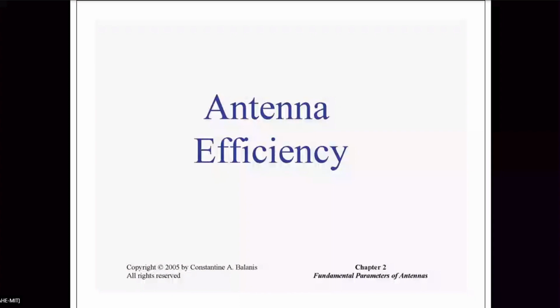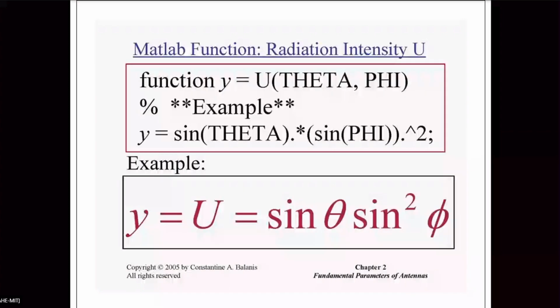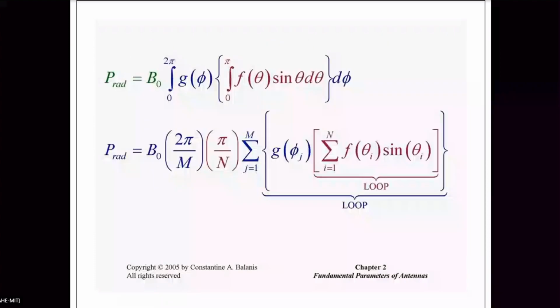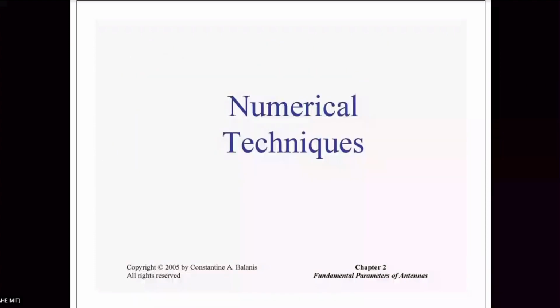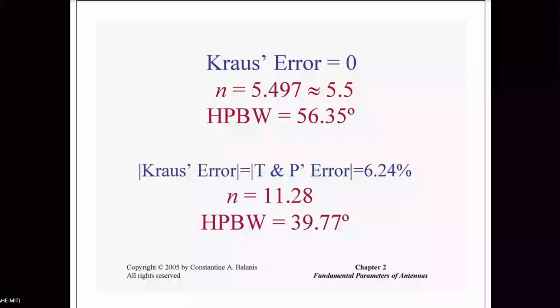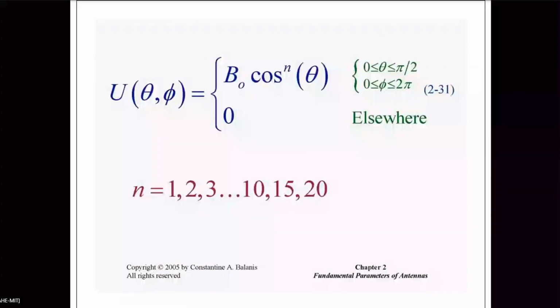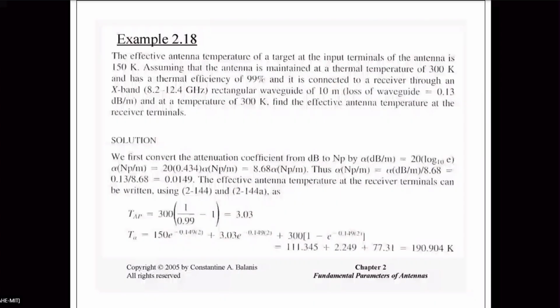Okay, I'll tell you what rotational symmetric means. We have seen this example, a pattern like this, B naught cos n theta.